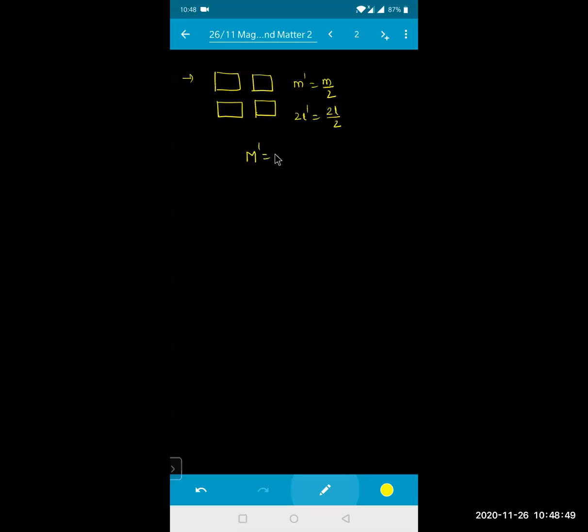M dash is equal to the pole strength M dash into the length 2L dash. That is, M by 2 into 2L by 2. So M dash will become M by 4. Is it clear? So the new magnetic moment becomes M by 4. Understood?